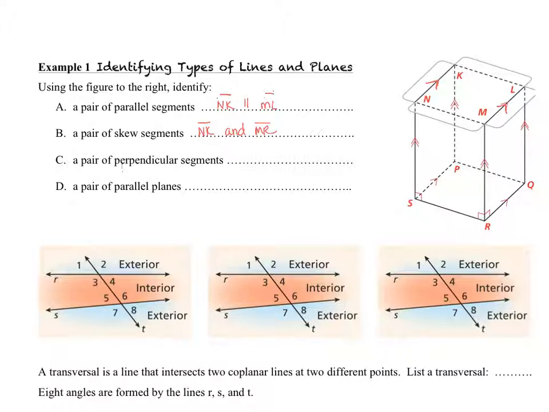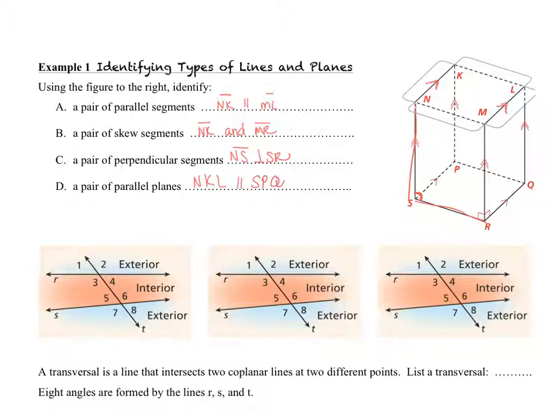A pair of perpendicular segments. Well, when I think perpendicular, I'm looking for my 90-degree right angle box there. So I can find 2 lines like NS and SR that are perpendicular. In a pair of parallel planes, I could do, for instance, the top and bottom. So up top, I could have like plane NKL is parallel to the bottom, which I could call SPQ.